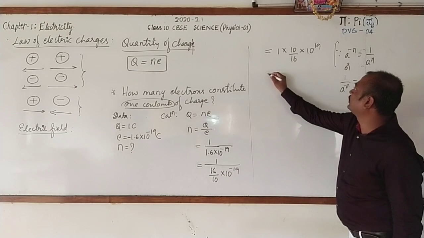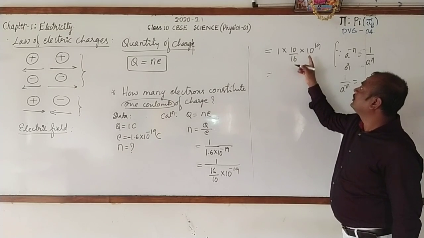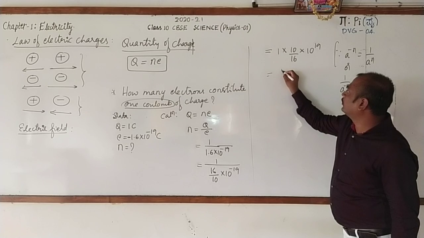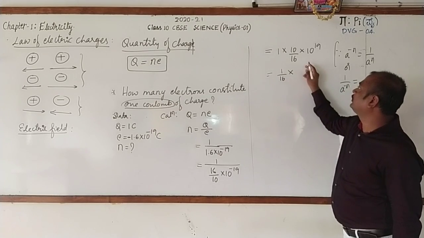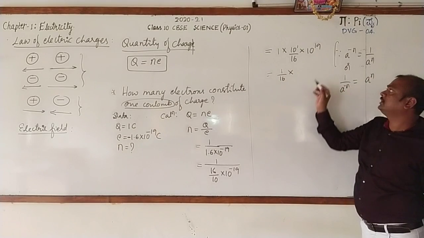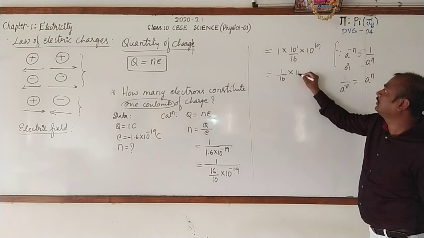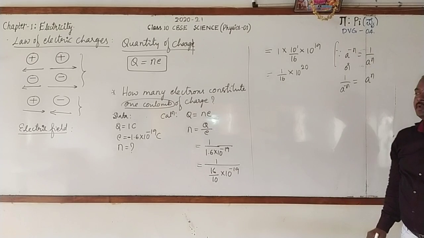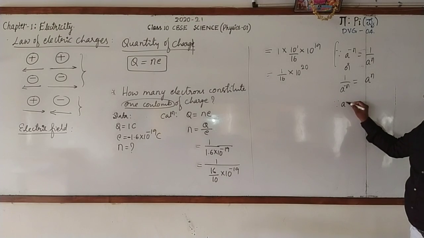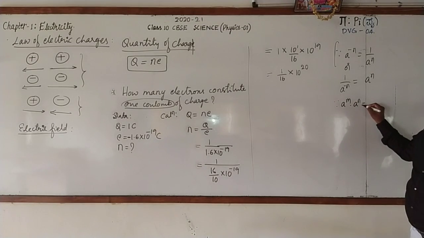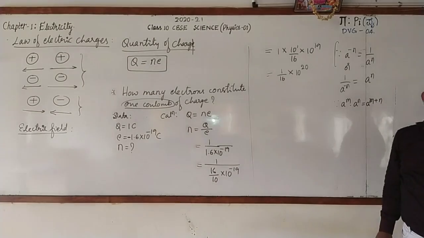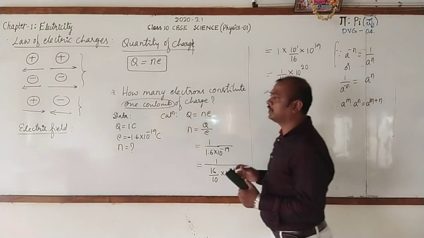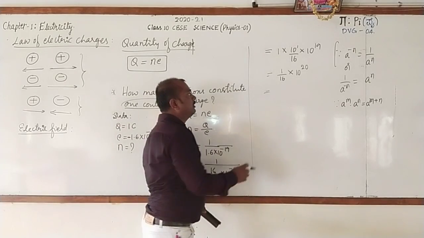Now it is equal to 1 by 16 into 10 raised to the power 1, and here 10 raised to the power 19 is there. You can write 10 raised to the power 1 plus 19, which is 20, because a raised to the power m into a raised to the power n is equal to a raised to the power m plus n. Now let us go for dividing 1 by 16.